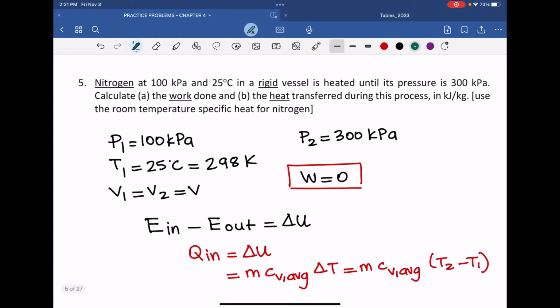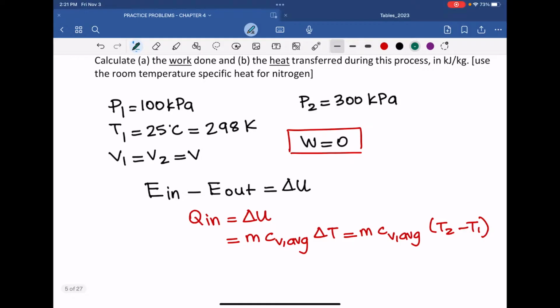Looking at it, it seems like you don't know the mass either, but they're telling us that we don't actually have to calculate it, because they're asking us to find the heat in terms of kilojoules per kilogram. If they just asked in terms of kilojoules, we could have found the mass from the ideal gas law. That is fine. But here we can basically eliminate mass from our energy balance.